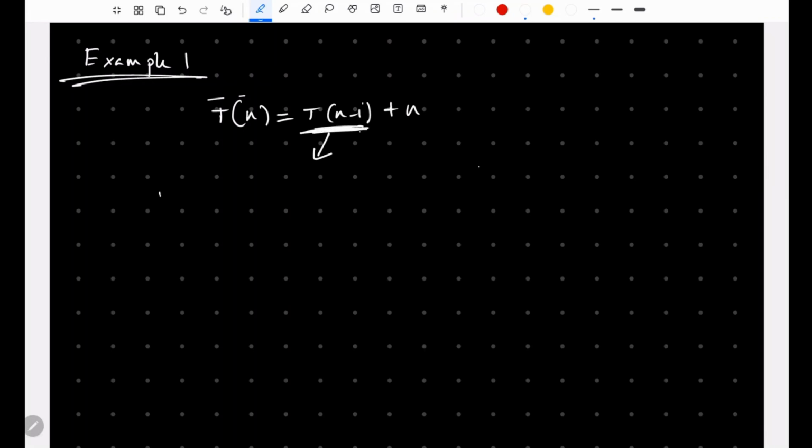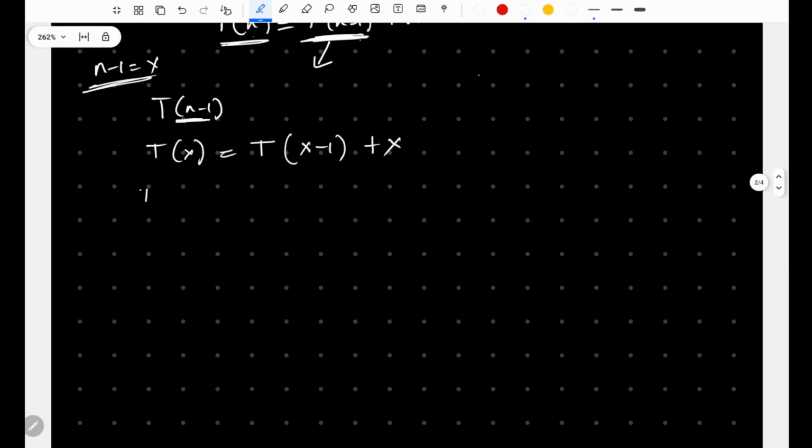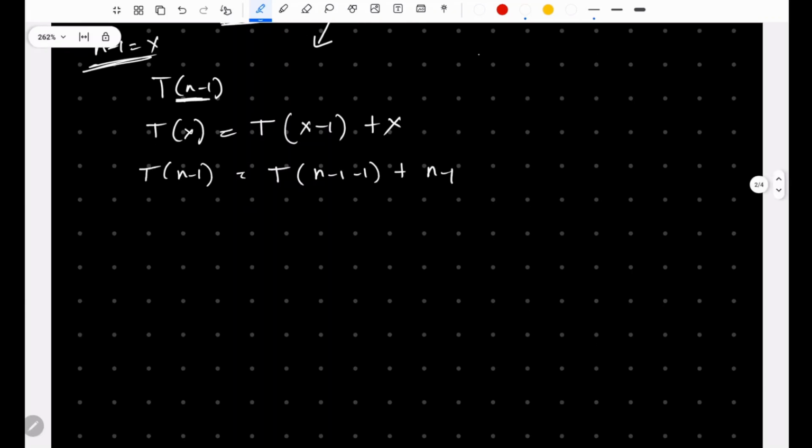So we will find t of n minus 1. How will we find that? Let n minus 1 be equal to x. So we take t of x, where x is equal to n minus 1. We have this formula: t of x will be t of x minus 1 plus x. Substituting x equal to n minus 1, we get t of n minus 1 is equal to t of n minus 2 plus n minus 1. So this is the value of t of n minus 1.